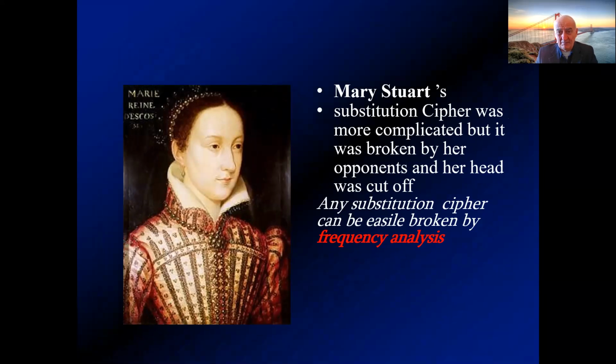The Queen of Scotland, Mary Stuart, developed her own cipher, but the idea was the same. It was more complicated, but the idea was the same, to shift the alphabet. And unfortunately, opponents of Mary Stuart broke this cipher, and her head was cut off, unfortunately. Maybe you know this history.